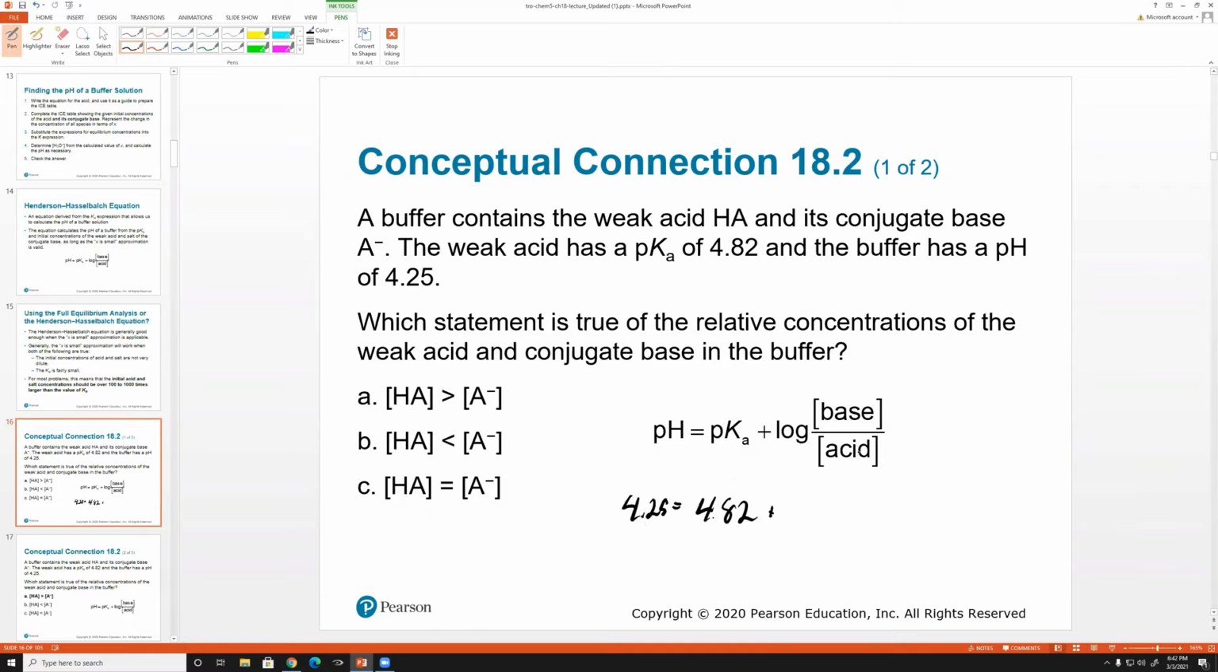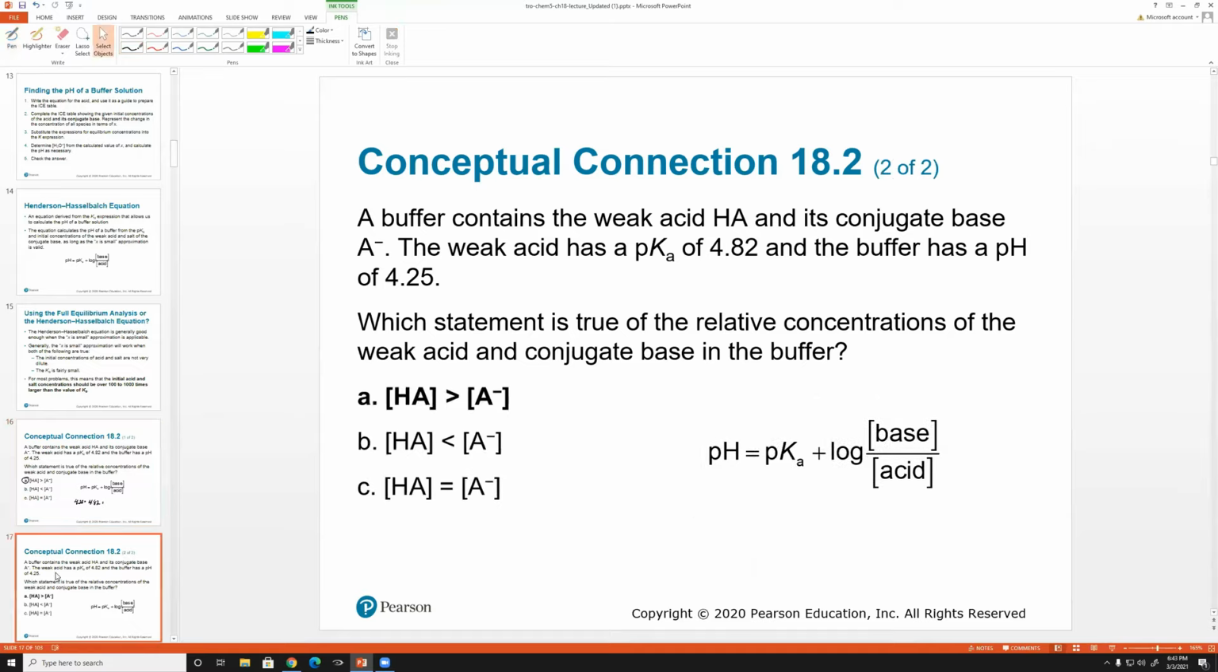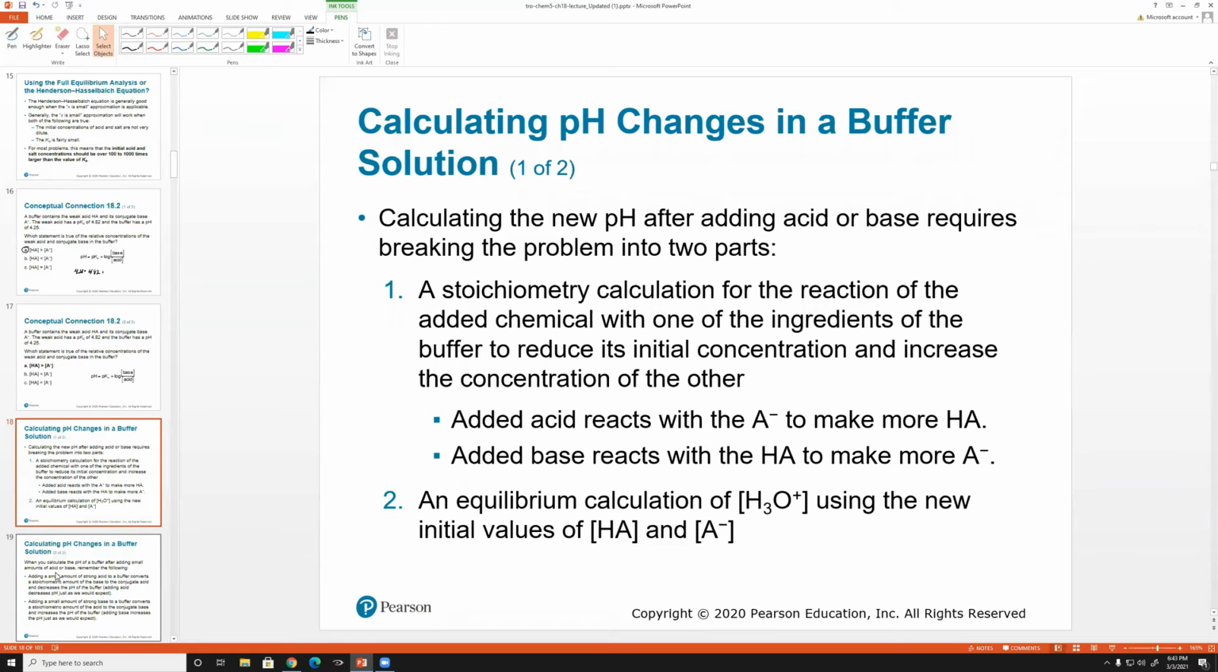This means this log term has to be negative. We have to make the log negative. And we know the log of 1 is 0, so the log of anything less than 1 is going to be less than 0. So in that case, acid has to be larger than base. So it would have to be A. Good. Any questions on that? Seems like you guys got that one. Good. All right.